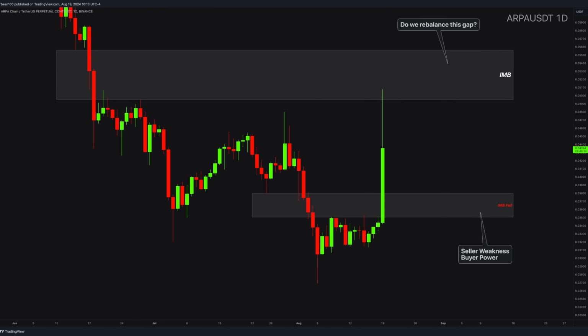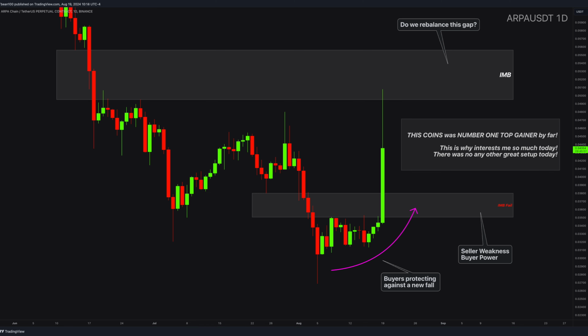Now the daily chart did not give me many ideas about the buyers, as you can see. There's nothing particularly interesting here. All I can say is buyers are trying to take control. Another important reason that I have chosen this coin, we did not have any other great setups or coins today. Markets were not exciting at all to take trades.